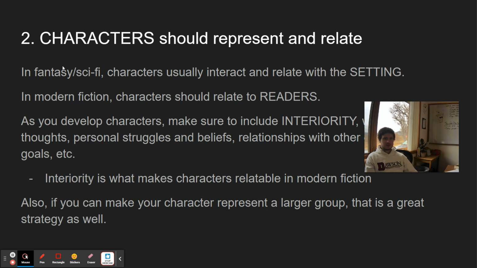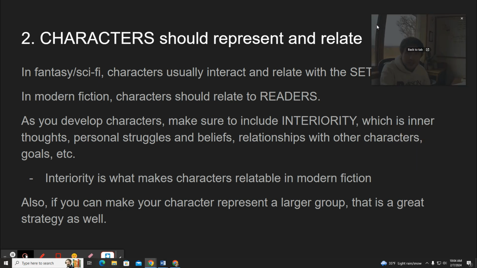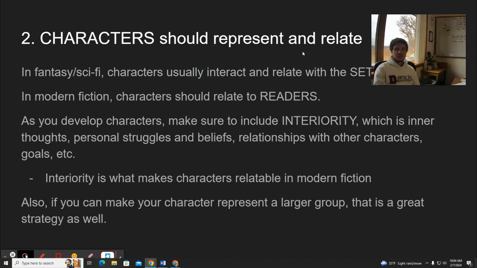So as you develop your characters, as you create new fictional names with personalities, you need to do this thing called interiority. Interiority is simply giving lots of inner thoughts, inner conflict, inner turmoil, relationships with other characters, goals, personality, interests, hobbies, loves, hates, right? You need to give me the most. Your characters have to be thorough here. Your characters have to be good to do modern fiction right.